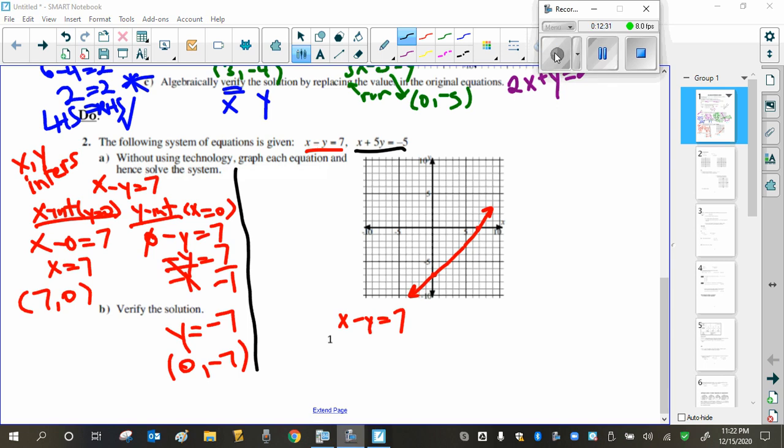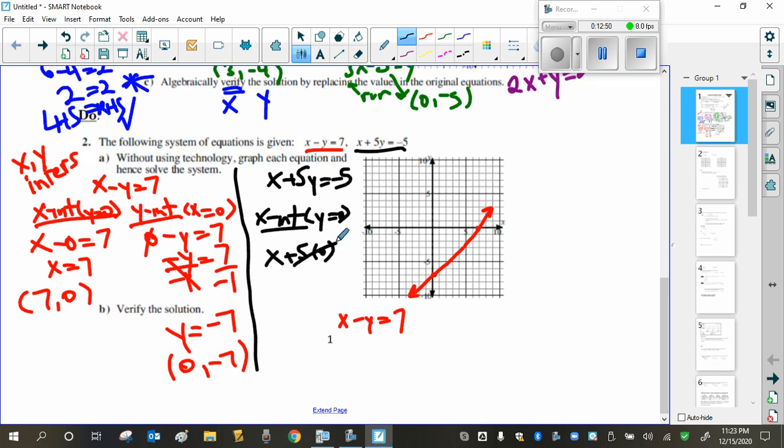Okay, x-intercept for the black. I'm going to do the x-intercept here and y-intercept on the other side. So y equals 0. So x plus 5 times 0, which just cancels, equals negative 5. That means x equals negative 5. Why do I always get the easy one? Okay, your turn to do the y-intercept.